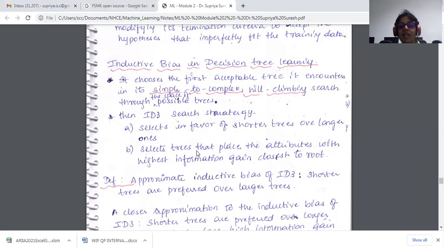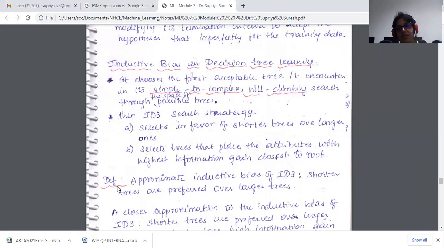It also tells us to select trees that place the attributes with the highest information gain closest to the root. This is what we performed. Whichever attribute has the highest information gain, we used to consider and keep just below the root. Yes, this is the strategy we followed, right? We saw in the next case that humidity had the highest information gain, so we immediately placed it near the root and started constructing the tree in a similar manner. There are certain strategies which tell us that following them makes things easy.